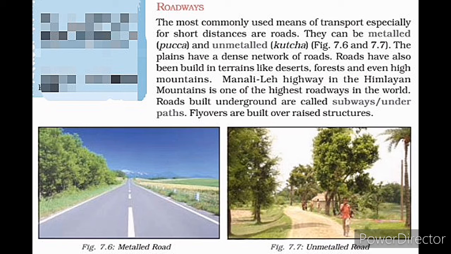So basically, roads are the most commonly used means of transport, for short distances, and they can be of two types, metalled and unmetalled. They have also been built in different terrains like deserts, forests, and even high mountains. The Manali-Leh highway in the Himalayan mountains is one of the highest roadways in the world. Roads built underground are called subways or underpaths. Flyovers are built over raised structures.